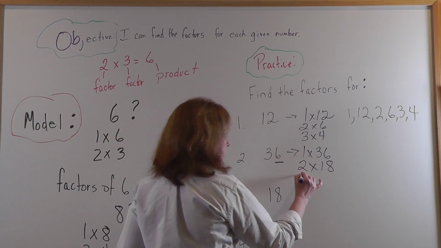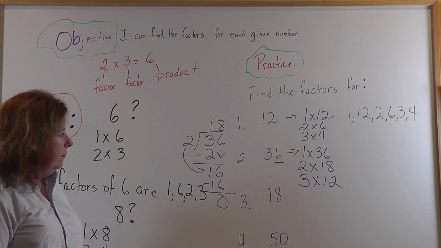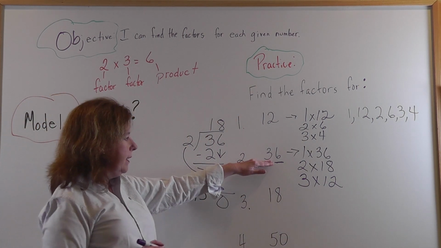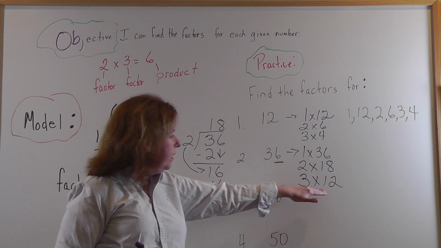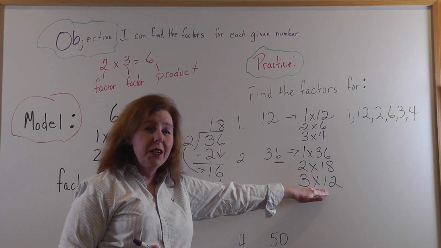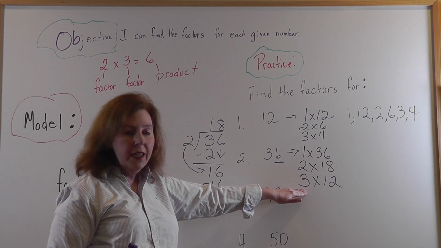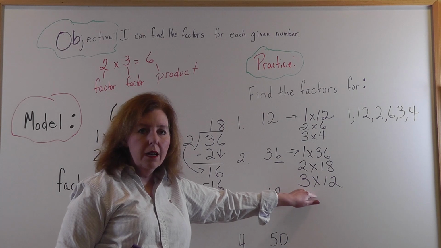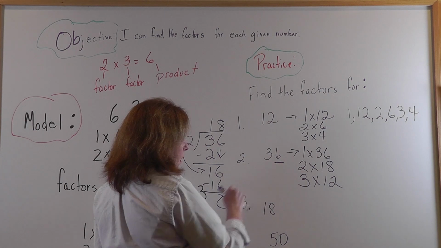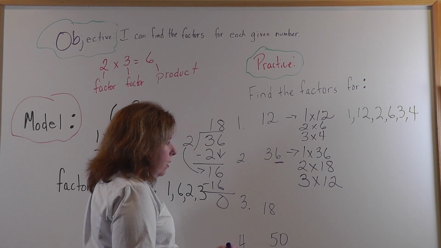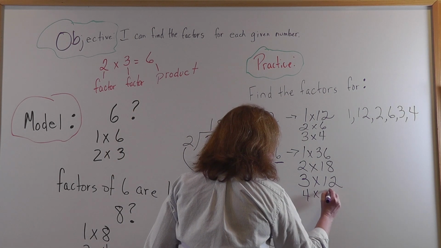And I know that 3 times 12 is 36, because I know that 36 inches are in a yard. And I know there's 12 inches in a foot, and there's 36 inches in a yard, and there's 3 feet in a yard. So 3 times 12 equals 36 inches. Okay? Now, I know that 4 times 9 is 36. So I put 4 times 9.